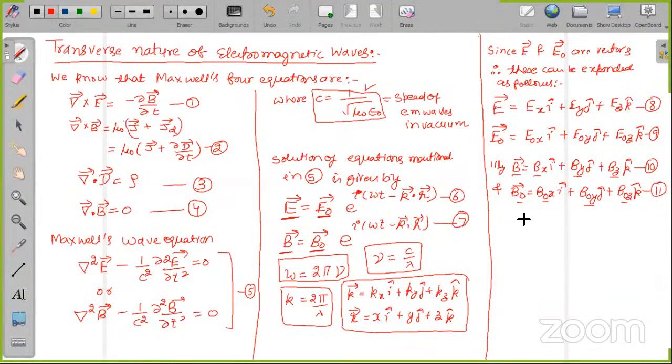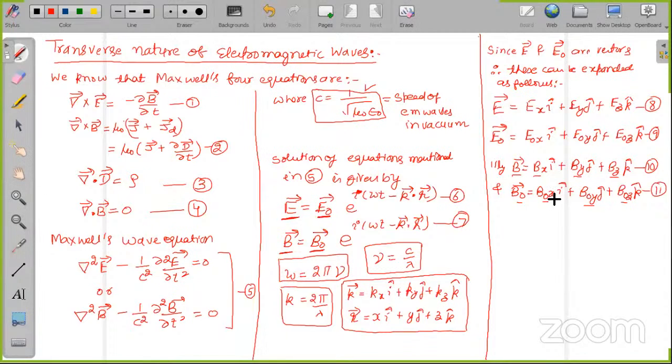No, the amplitude is a vector quantity. You see equation number 7. Amplitude is a vector quantity, so this vector is a constant vector. It means all three components will be constant. You know this thing: if a vector is constant, then its magnitude as well as direction should be constant. So B0x is the x component of the amplitude.